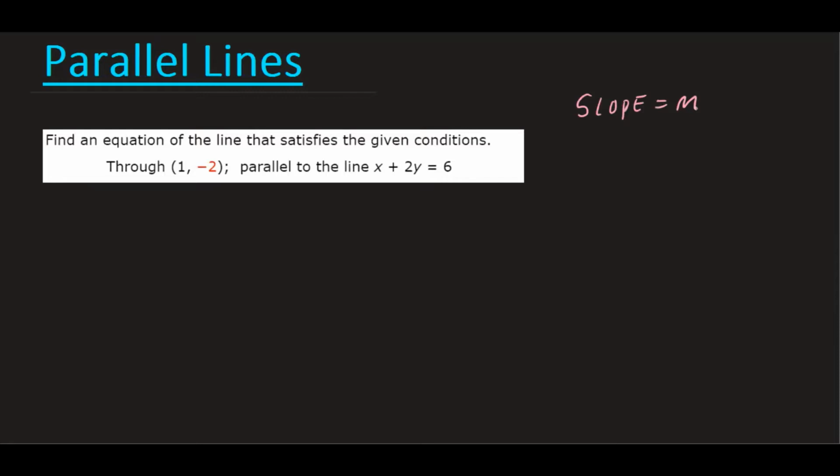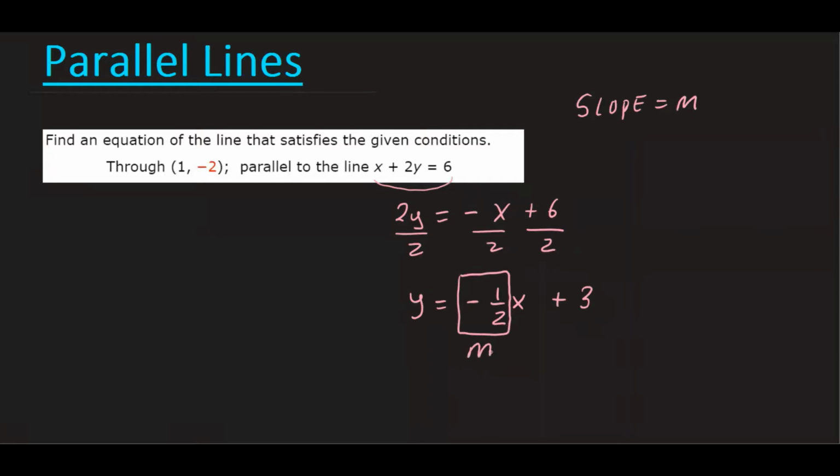So first we're going to rewrite this line in terms of y equals mx plus b, so we can identify what the slope is. Let's go ahead and subtract x from both sides. So we have 2y is equal to -x plus 6. And then we divide both sides by 2 to isolate y. So we have y is equal to negative 1/2 x plus 3. So there you have it. This is what we call the slope, m. So we know our parallel slope is going to be -1/2. We want it to be the same slope.